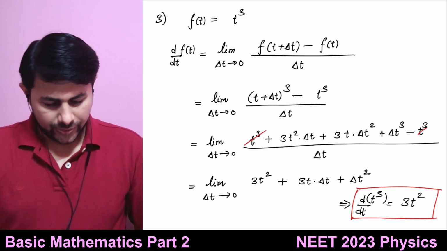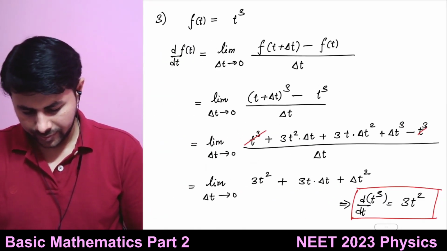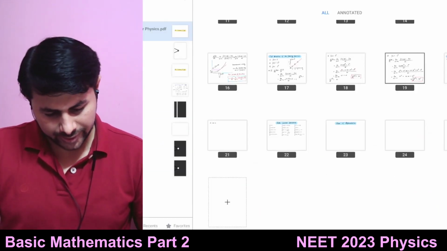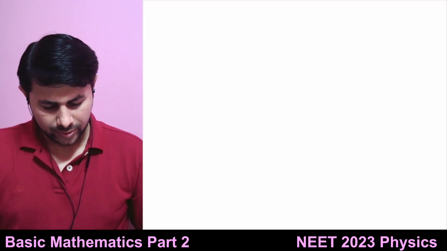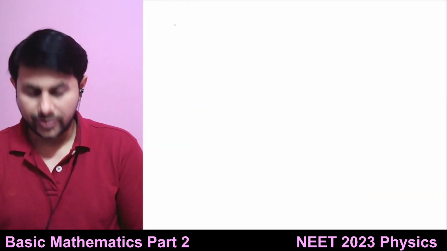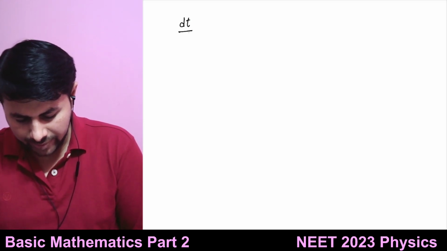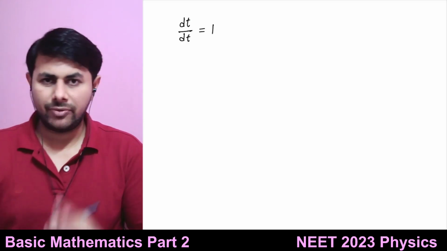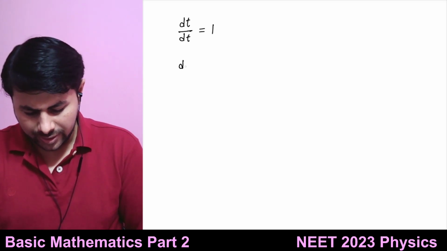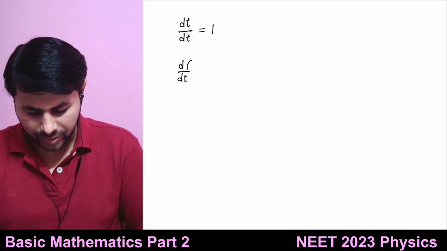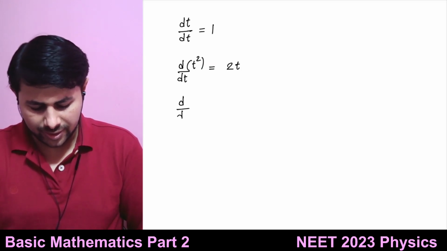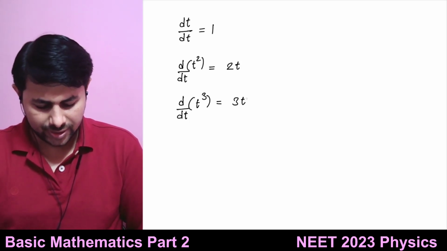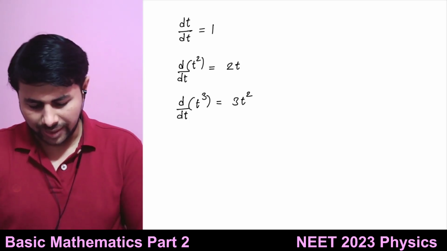All right. So after that, let's add a page. So now we got this. Okay. So I got dt by dt equals 1. So derivative of t with respect to t is 1. d by dt of t square equals 2 times t. d by dt of t cube equals 3 times t square. So can you see what is happening here?